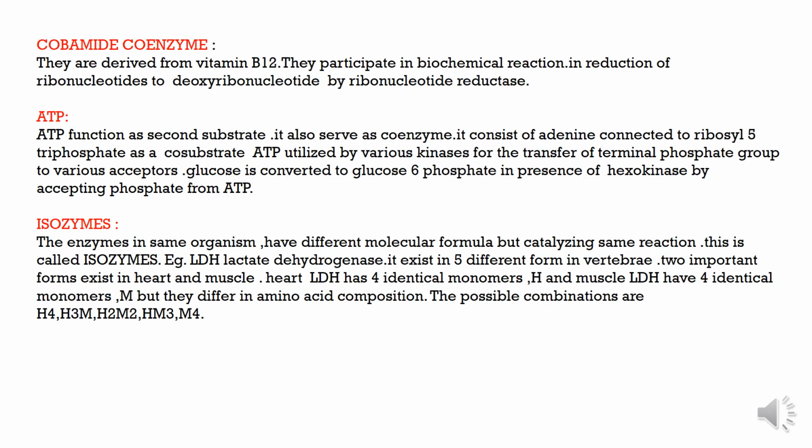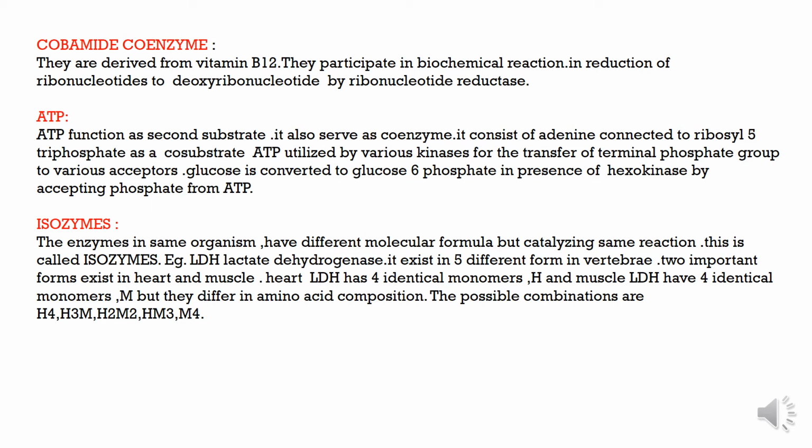Cobamide coenzymes are derived from vitamin B12. They participate in biochemical reactions in the reduction of ribonucleotide to deoxyribonucleotide by ribonucleotide reductase. ATP functions as second substrate. It also serves as coenzyme. It consists of adenine connected to ribosyl 5-triphosphate as a co-substrate. ATP is utilized by kinases for the transfer of terminal phosphate group to various acceptors. Glucose is converted to glucose 6-phosphate in presence of hexokinase by accepting phosphate from ATP.